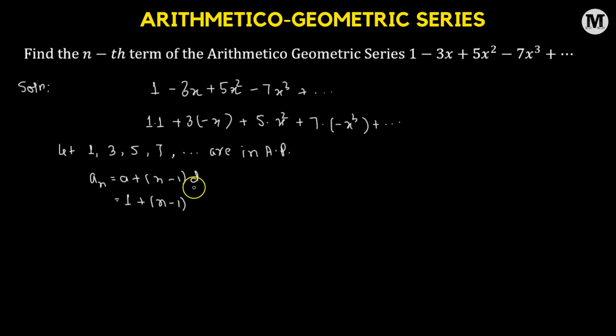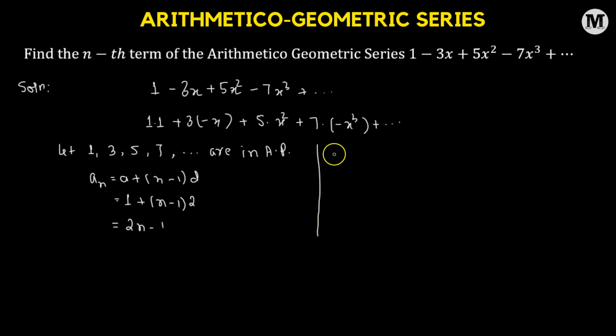Now, to find out the common difference, if we take any term and subtract the previous term from it, it should give us a fixed constant value. So 3 minus 1 gives us 2. 5 minus 3 also gives us 2. 7 minus 5 equals 2. So that means this sequence is indeed in arithmetic progression, and the common difference is 2. When we simplify this, we get 2n minus 1. So that's going to be the nth term of the arithmetic progression.